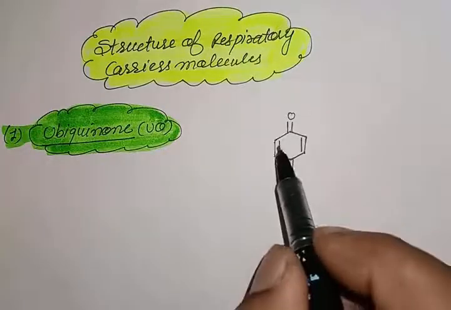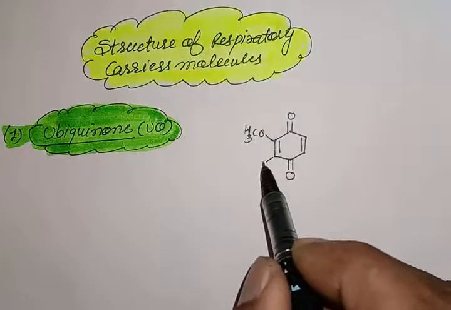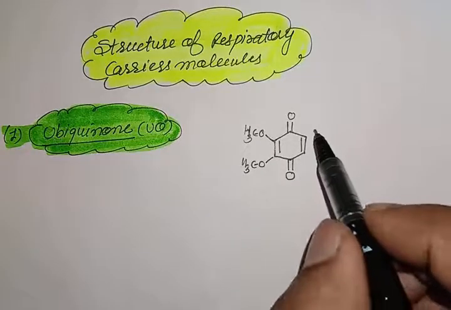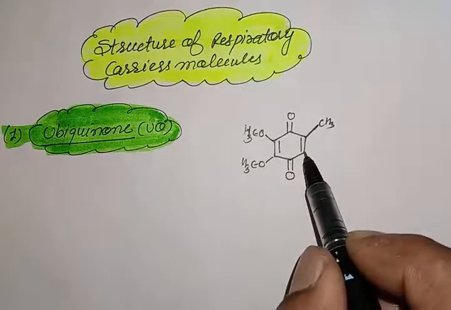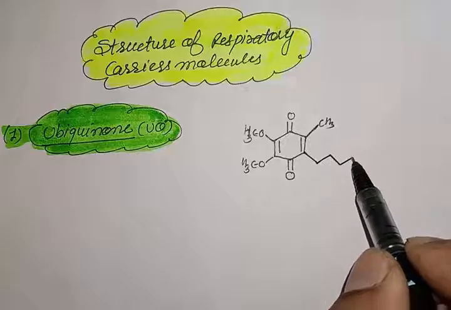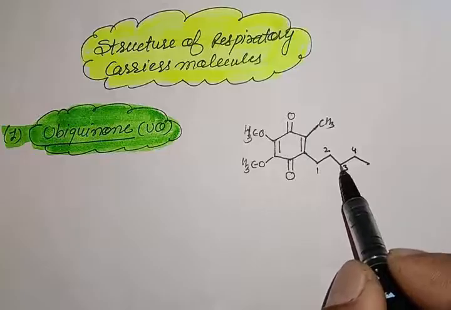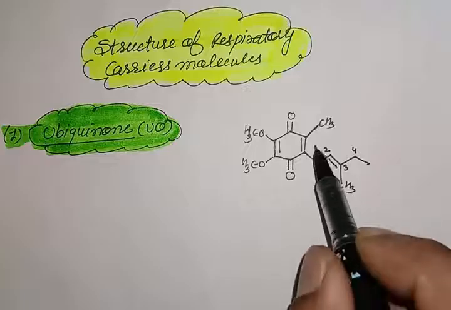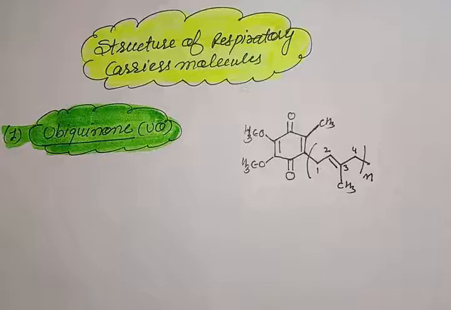This is our quinone. Two methoxy groups, OCH3, are attached at two ortho positions, and one methyl group is present at another ortho position, and a four-carbon unit repeats many times here. This is carbon number 1, carbon number 2, carbon number 3, and carbon number 4. At carbon number 3, there is another CH3 group, and there is a double bond between carbon number 2 and carbon number 3. This chain of 4 carbons repeats n times. This is the structure of the ubiquinone as a respiratory carrier.